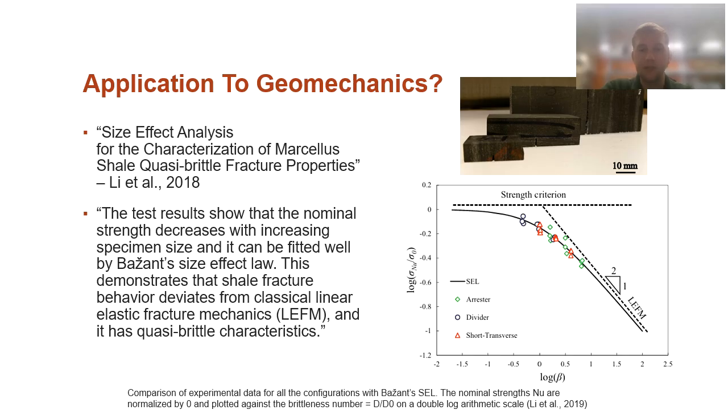But again, we can see the same size effect law proposed by Bazant, where the materials start by following the strength criterion at a smaller size, and they eventually fall into the line of linear elastic fracture mechanics at a larger size. So again, if you went through this entire thing thinking that it didn't apply to rocks and maybe it was just concrete, or maybe it didn't apply to anything at all, here's an example of it applying to geomechanics.